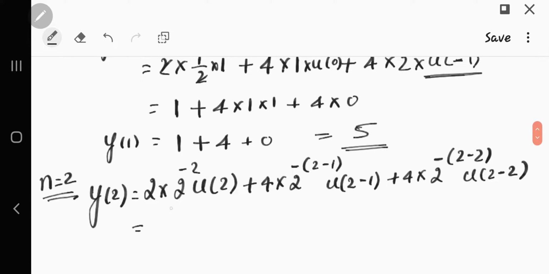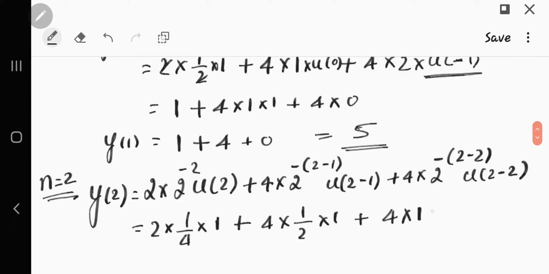Okay, now 2 into 2 square is 2 to the power of minus 2. I will write 1 by 4 into u of 2 is 1, plus 4 into, so this is 2 minus 1 is 1, so 2 inverse, that is 1 by 2, u of 2 minus 1 is u of 1, that is 1 here, plus 4 into 2 to the power of 0 is 1, into u of 2 minus 2, which is u of 0, that is 1.